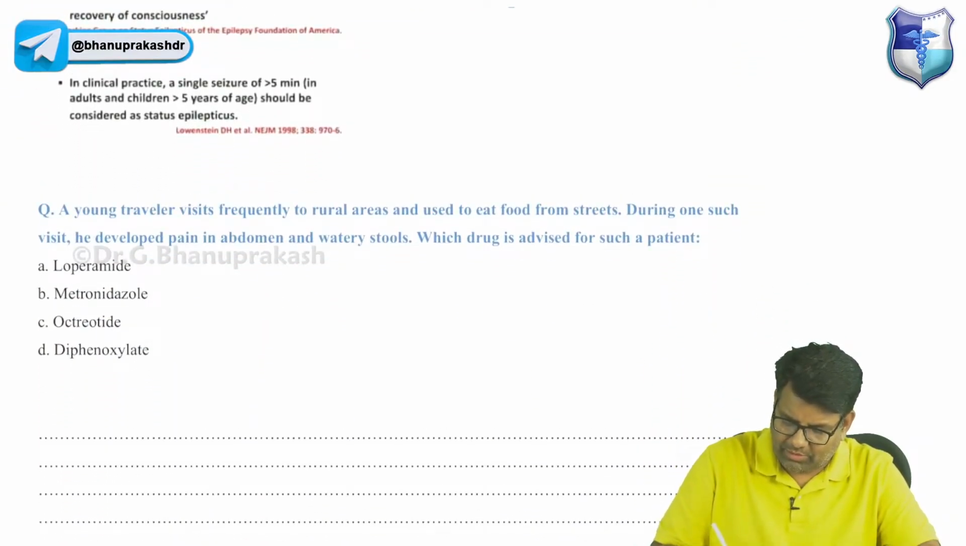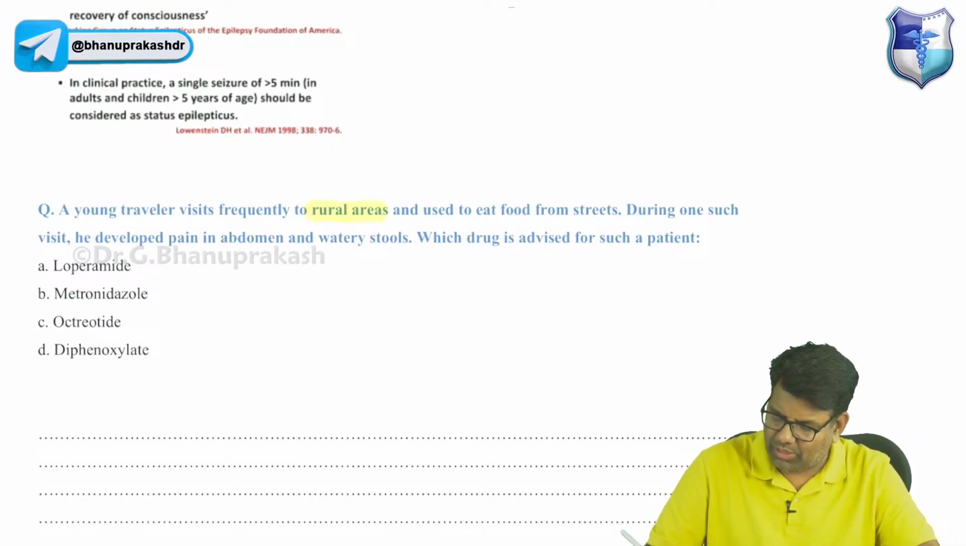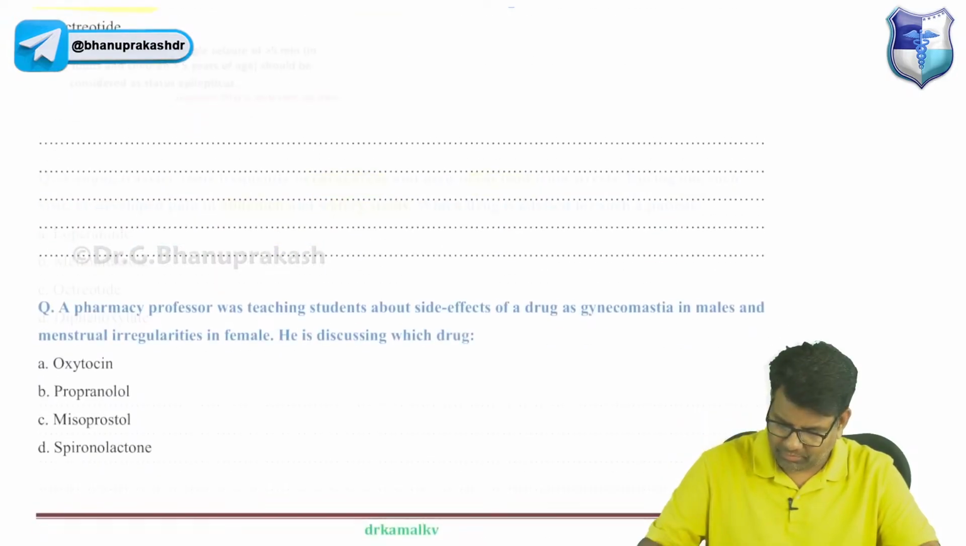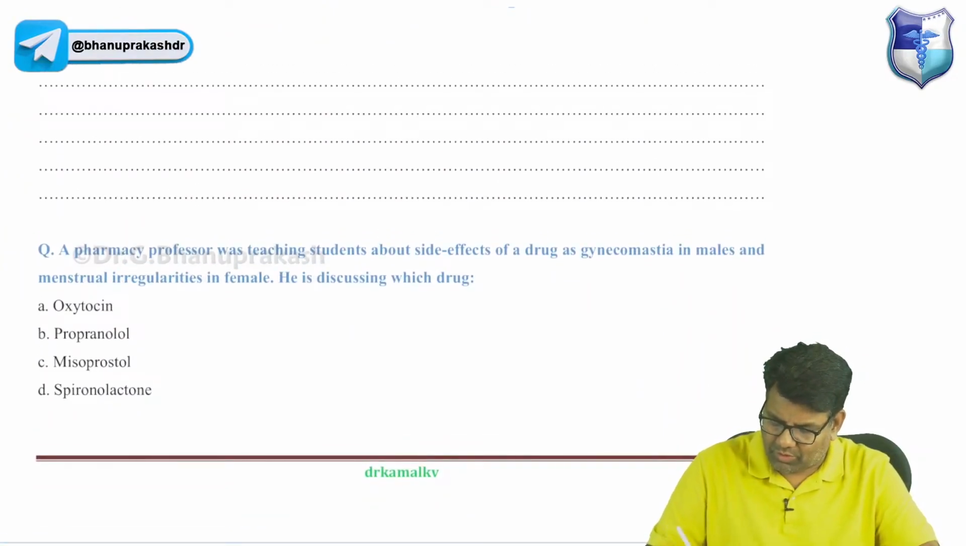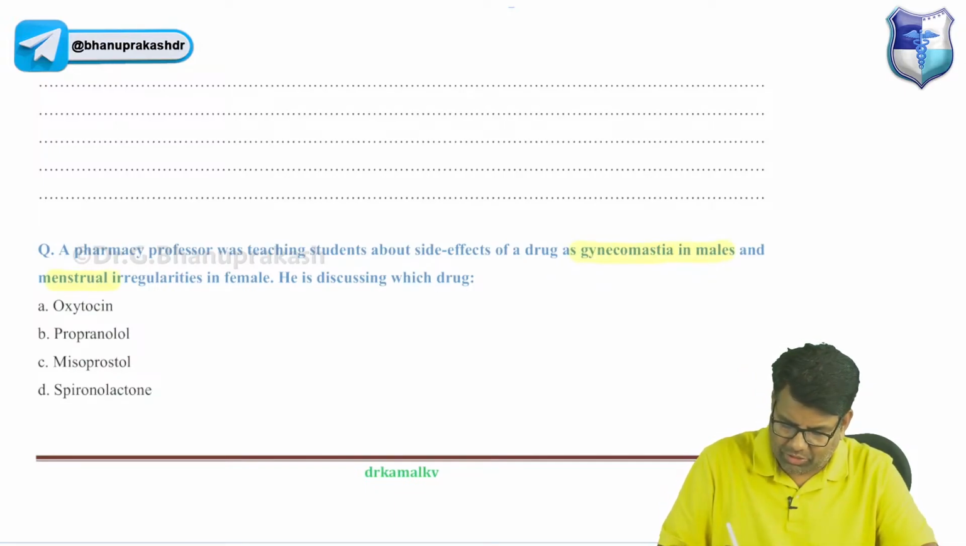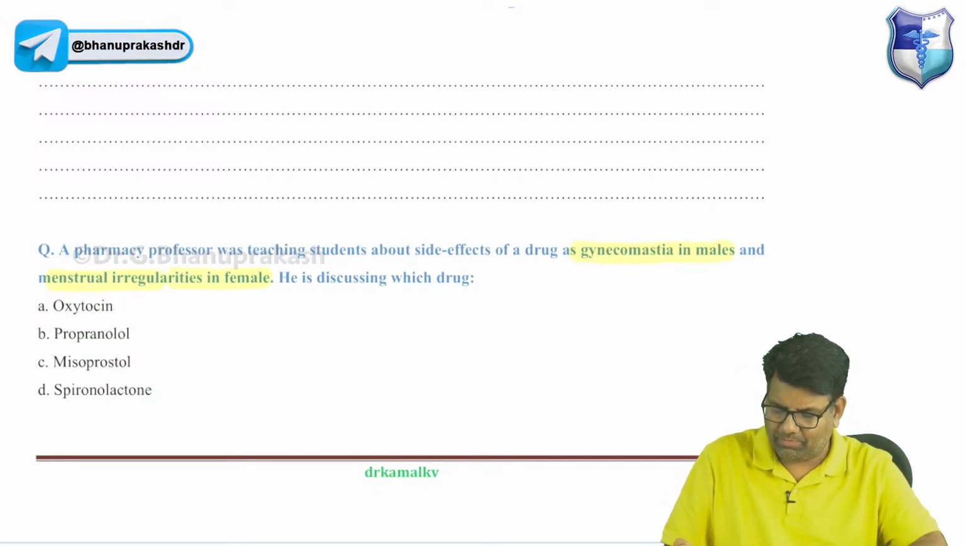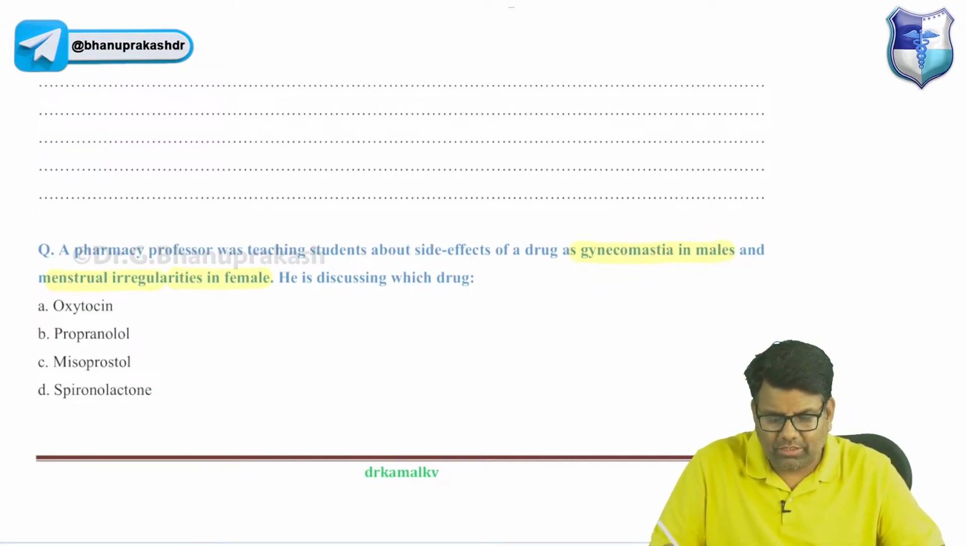Now, a young traveler who visits rural spaces had taken something unhygienic and he developed abdomen pain with watery stools. So what should be given? Next question. Professor was teaching students about side effects of a drug which is gynecomastia in males or menstrual irregularity in females. Which drug is she talking about?